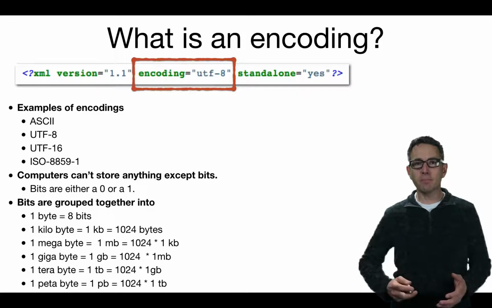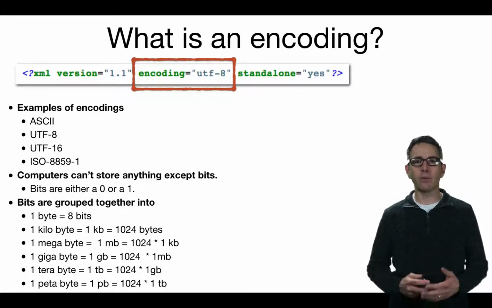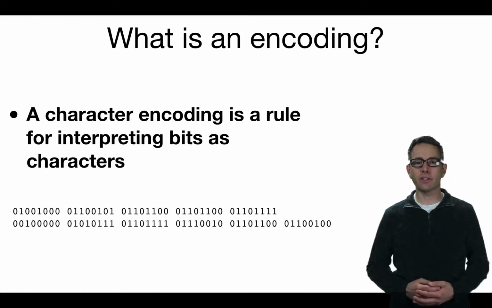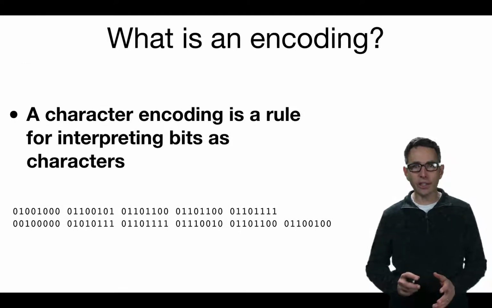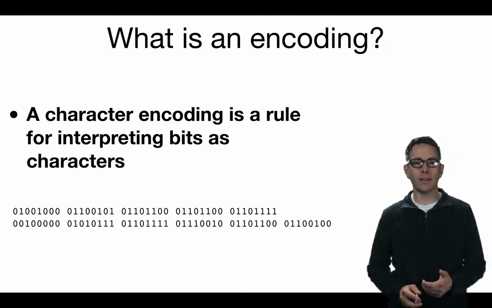So as we group those bits together, there's still just lots and lots of zeros and ones. And so if we have a file, it's filled with zeros and ones. A character encoding is a rule for how we interpret those zeros and ones as characters. So here, for example, are some zeros and ones.